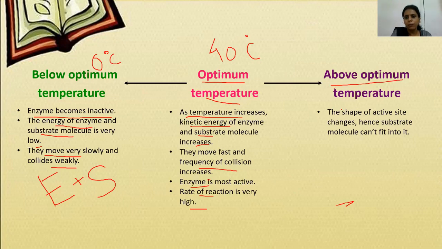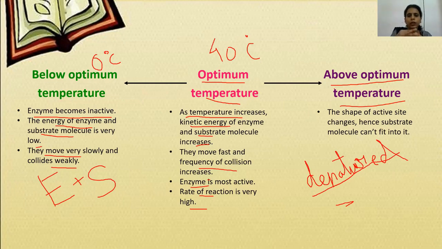Now the very interesting point: above optimum temperature, what happens? This is very important. Above optimum temperature, the term you have to remember is that the enzyme gets denatured. This term is very important. I just forgot to mention it here. The enzyme gets denatured. If the question is asked for 1 mark, what happens to the enzyme above optimum temperature, you can just write that the enzyme gets denatured. You will be awarded 1 mark.